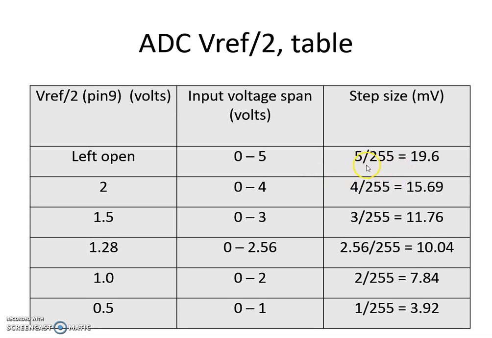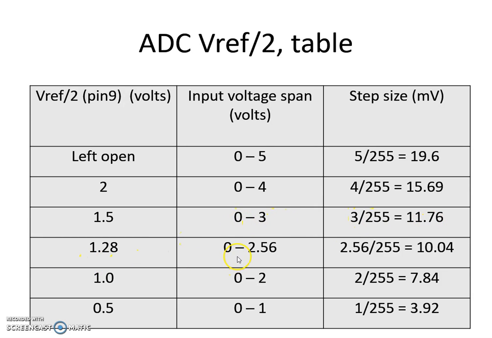So if I measure 0 to 5 volt, 5 volt divided by 255, that means I'm going to have 19.6 millivolt per step. Every bit changes by 19.6 millivolt. If I'm going to measure for 2, I put 2 volt in our VREF, change the value of VREF to 2 volt, and then I can measure from 0 to 4 with the resolution step being 15.69 millivolt per step. Also for 0 to 3 it is going to be 11.76.